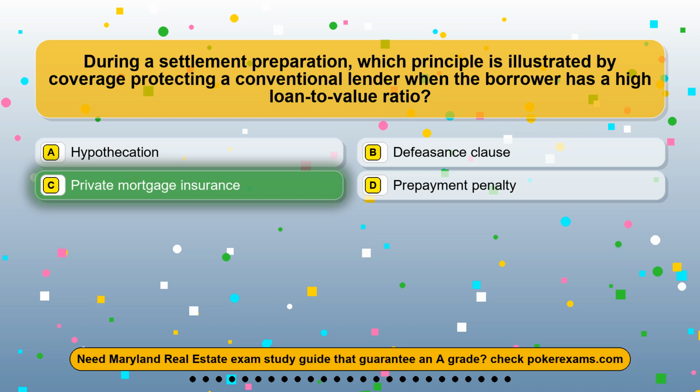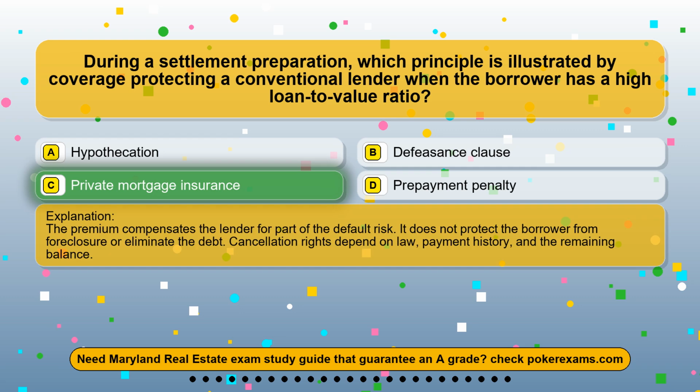The correct answer is option C. Private mortgage insurance. The premium compensates the lender for part of the default risk. It does not protect the borrower from foreclosure or eliminate the debt. Cancellation rights depend on law, payment history, and the remaining balance.